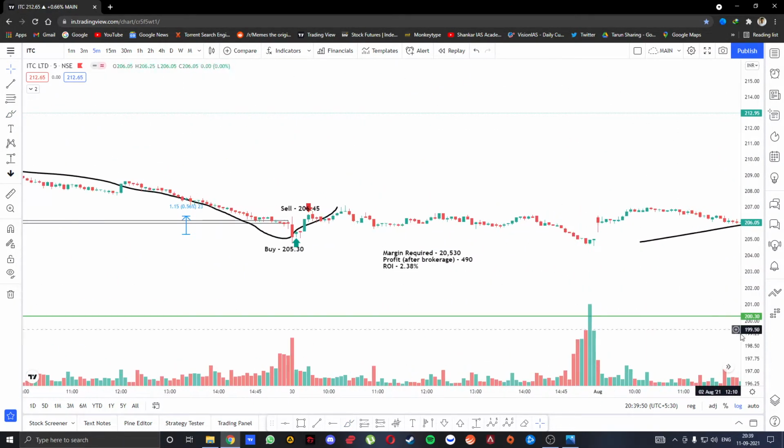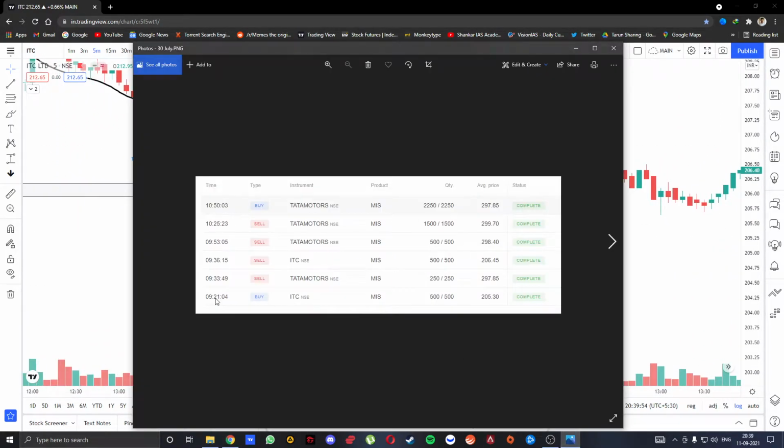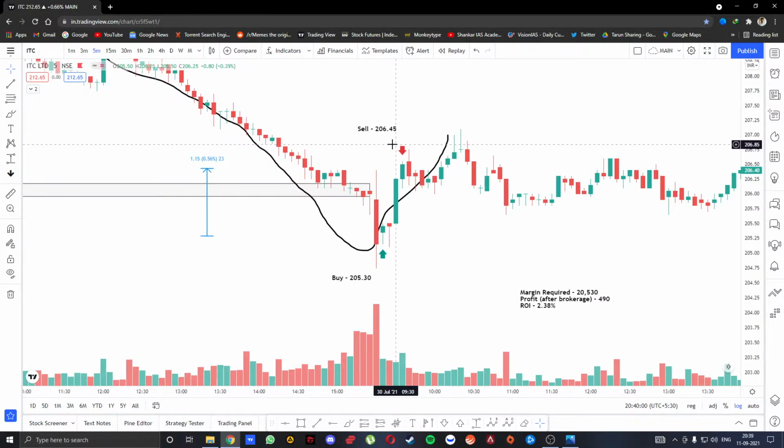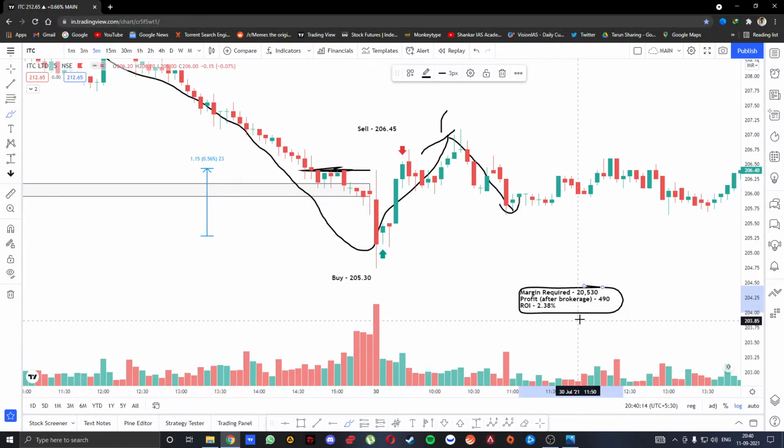So I entered buy at the open, almost at the open at 921. I bought at 205.3 and I exited at 206.45, which is just above this resistance. So as you can see, as soon as the stock went above this resistance, there was again downward pressure. So margin required was 20,000. Profit was only 490. ROI was 2.38%.